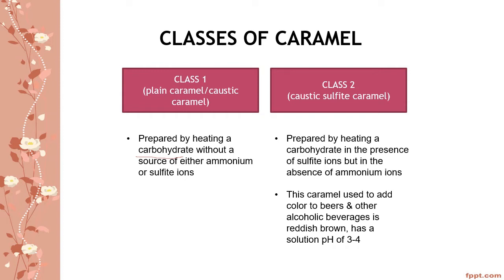Okay, the next class of caramel is the caustic sulfide caramel, where you prepare it by heating a carbohydrate in the presence of sulfide ion, but in the absence of ammonium ion. So you have sulfide ion present, but there is no ammonium ion present. This caramel is used to add color to beers and other alcoholic beverages because it is a reddish brown color, and it has a solution pH of 3 to 4.